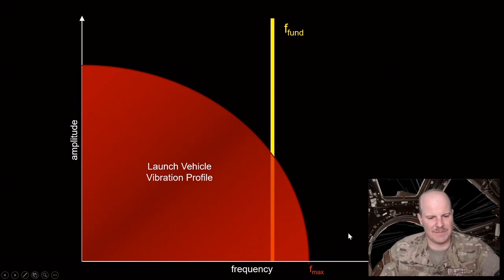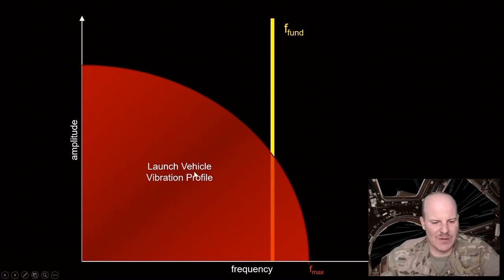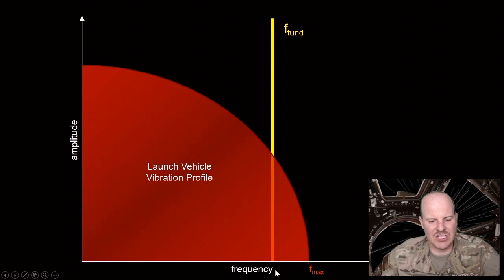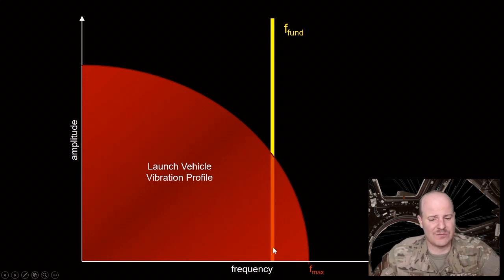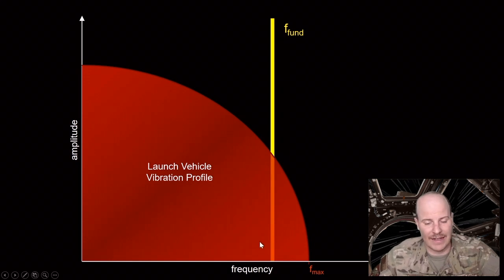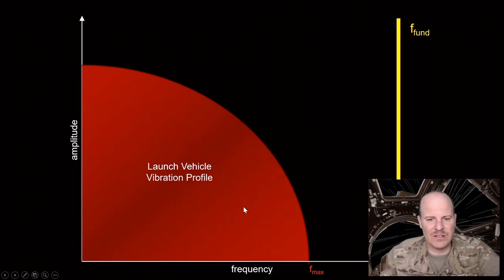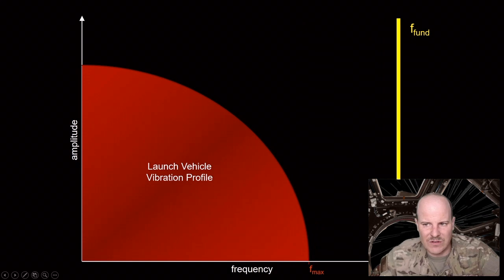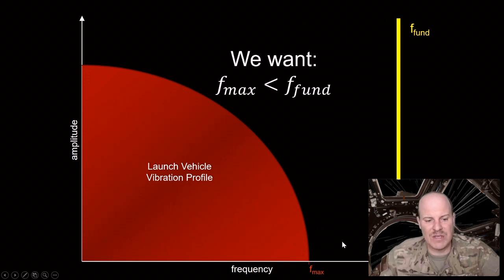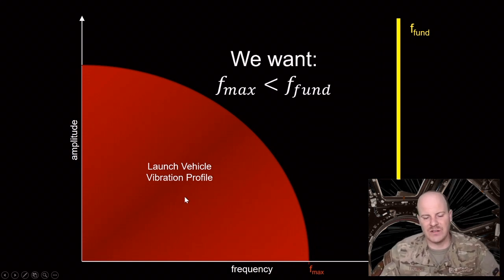So here's what you might see. Our launch vehicle might have a vibration profile. It's going to excite all sorts of frequencies, essentially in this region here. And if we had the situation where the fundamental frequency of our spacecraft was within that region, that's going to be a problem. So what we really want to do is move the fundamental frequency of our spacecraft out beyond that of what our launch vehicle is going to excite.